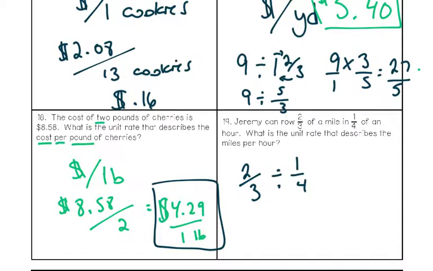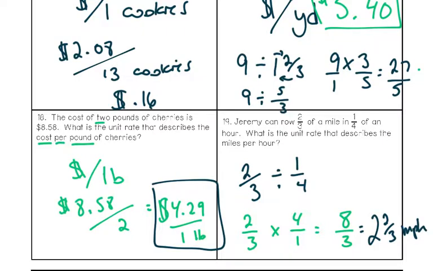We don't ever divide fractions. We want to multiply by the reciprocal. So we keep the first number, change the divide to a multiply, and then flip the 1/4 to a 4/1. That gives us 8/3 because when we multiply fractions, we can just multiply straight across. Now we can simplify this by writing this as a mixed number. 3 goes into 8 2 whole times with 2/3 remaining. So 2 2/3 miles per hour.